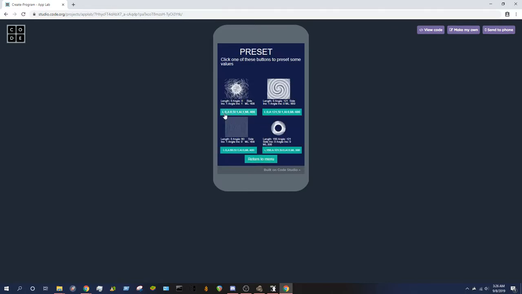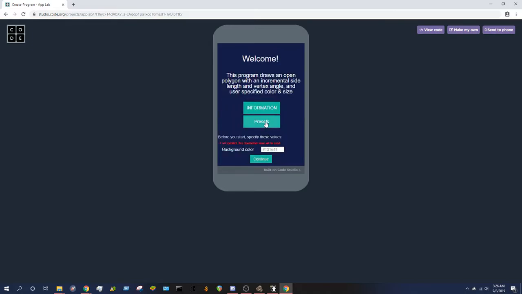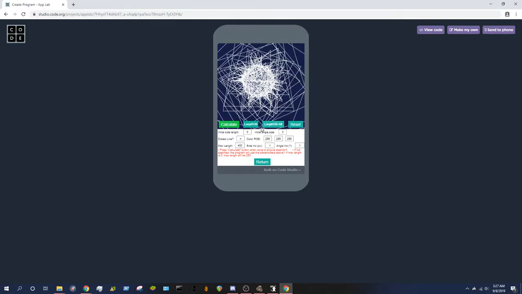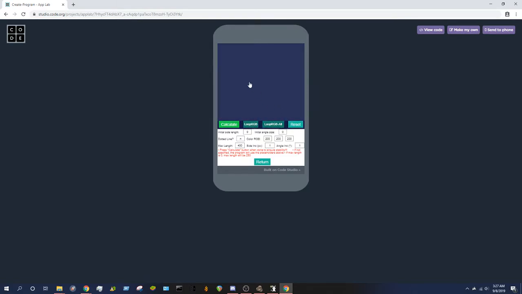Okay. So length 0, angle 0, SI. What's SI? Side increase 1, angle increase 1, X length 400. Okay. Continue. Calculate. Yeah, it gives you this, and that's like cool. And you could do all this. Uh oh. Calculate. I think I broke it.